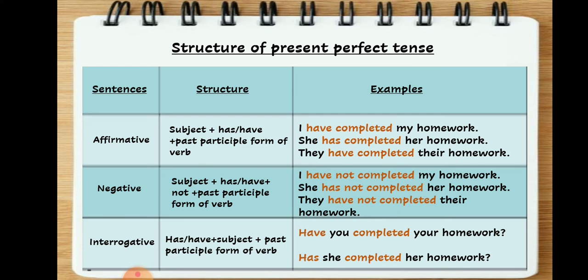In negative sentence, first we place subject followed by has or have, then not, then past participle form of verb. I have not completed my homework. She has not completed her homework. For interrogative, first we have to place has or have followed by subject, then past participle form of verb. Have you completed your homework? Has she completed her homework?